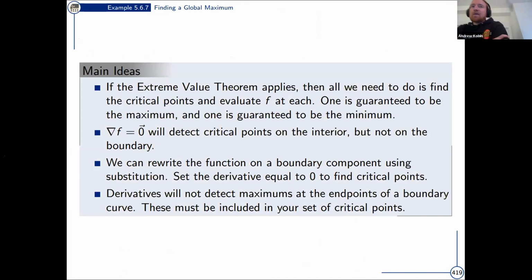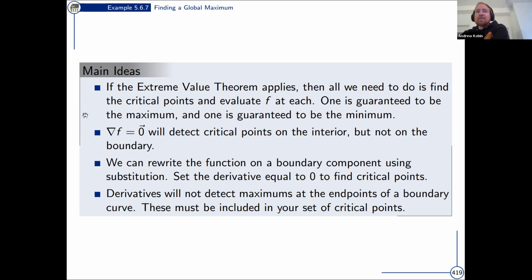Here are some of the main takeaways that I want you to understand from this lecture. If the extreme value theorem applies to a given situation, then all we need to do is find the critical points and evaluate the function at each of them, and also evaluate the function along the boundary. And we're guaranteed to find the maximum and the minimum at one of those points.